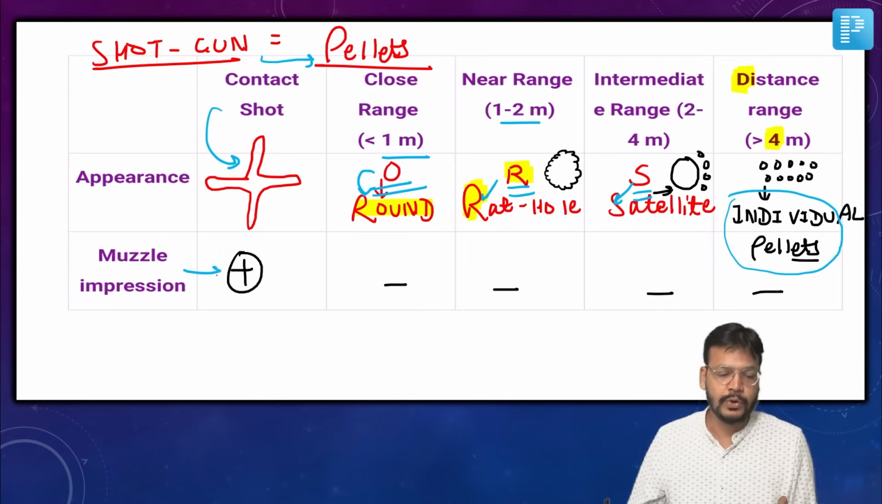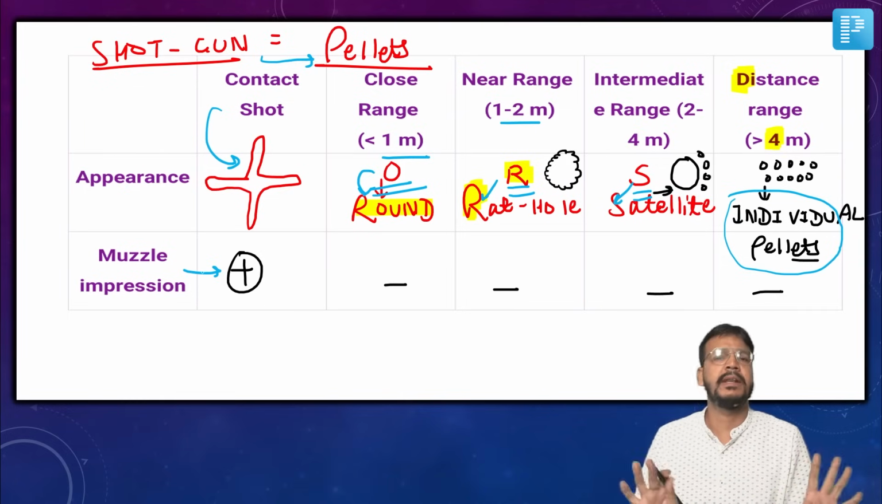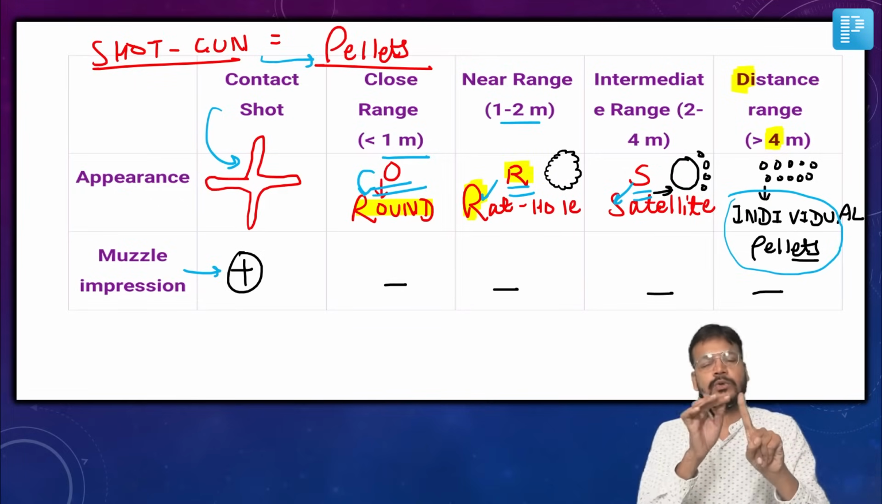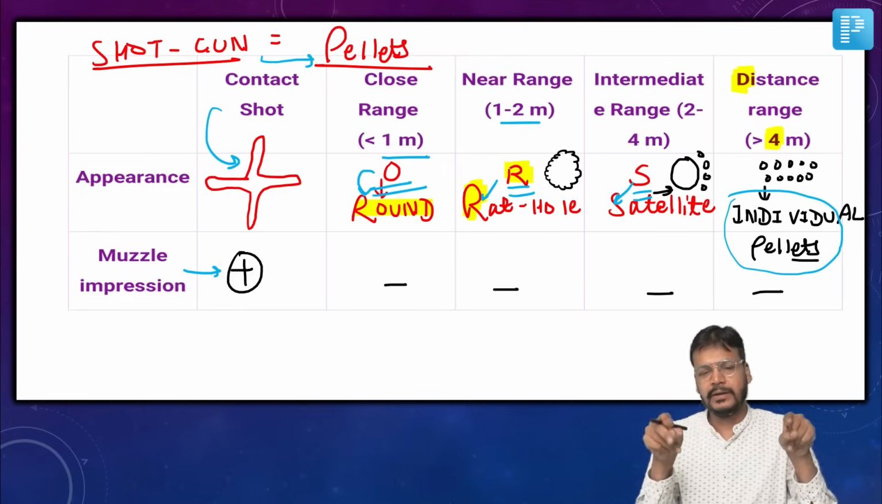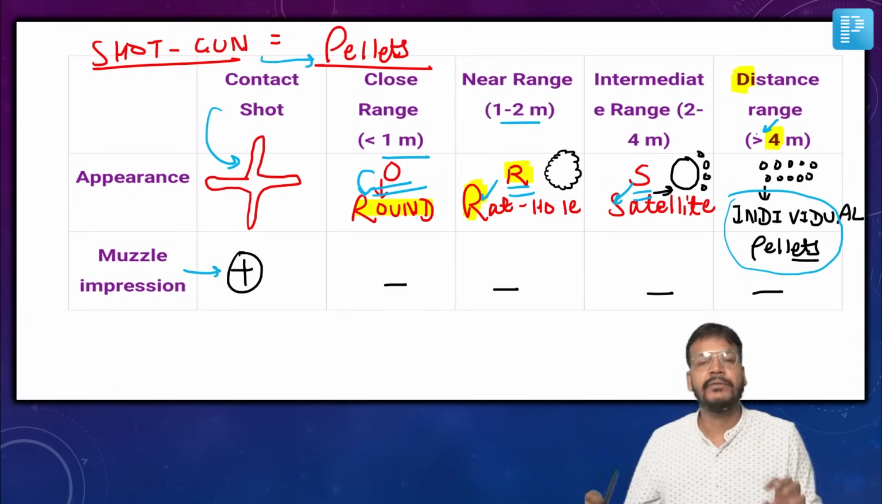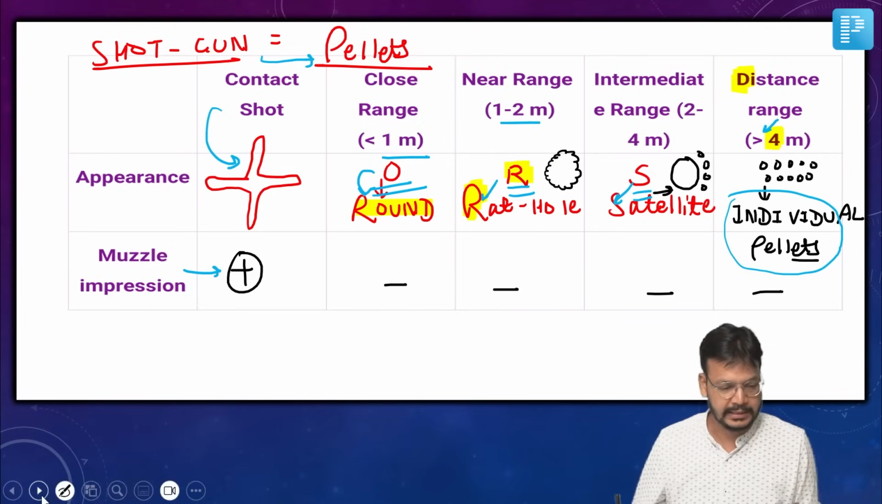Muzzle impression is only present in the contact shot, in all the remaining it is absent. So how to remember? Again, the same tilted shape, then ORS. O looks like round, R rattle, S satellite. An individual pellet is seen when it is more than 4 meter. ORS, that's a trick to remember.